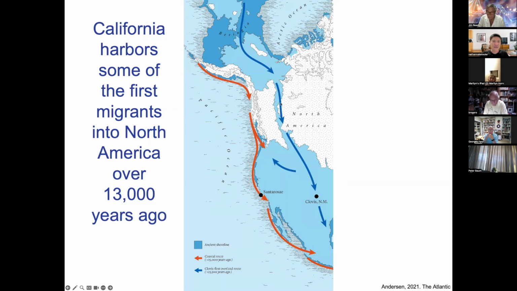Another group might have come down several thousand years later through the middle of the continent, associated with the Clovis culture. And there has been evidence of a very early migration. For example, we have archaeological evidence of people living on Santa Rosa Island from at least 13,000 years ago, based on human skeletal material, stone tools, and other human artifacts.